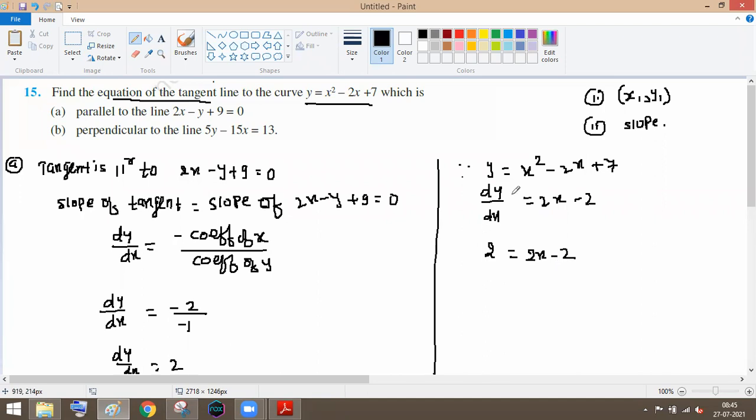But we know that the dy by dx we calculate is always at the given point x1, y1. So here if I put x1, dy by dx we know is 2. If I take this to that side, we get 4 equal to 2x1. So what is x1? x1 equals 2. Any problem?